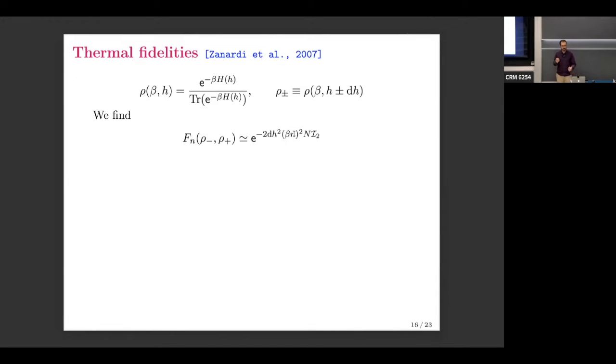You see that n only appears through the product beta n. So in a sense, n can be interpreted as an effective inverse temperature, but this will come back also in the following. And you see that if dh is 0, you get 1. This is totally normal because if dh is 0, rho plus and rho minus are the same, and so the fidelity gives 1 because it's the same object.